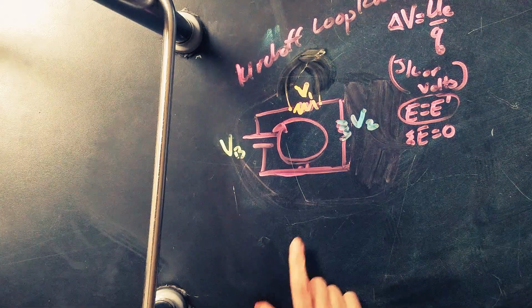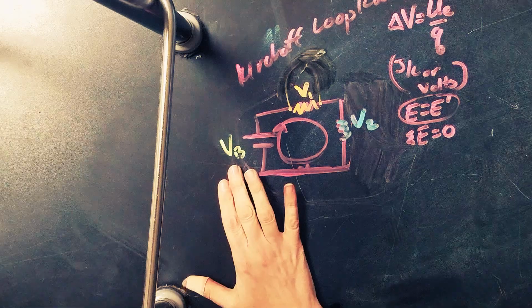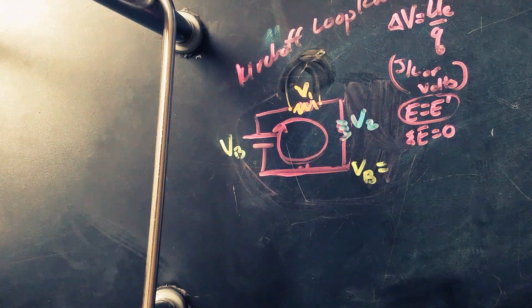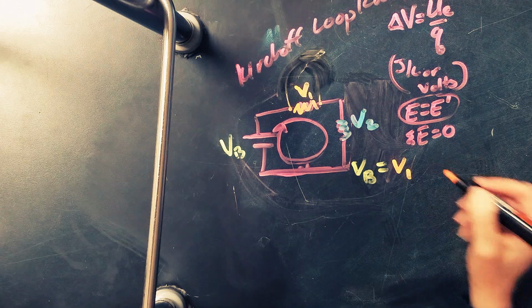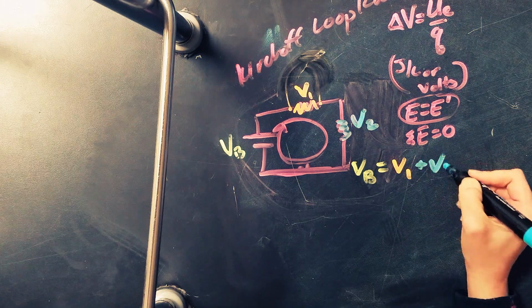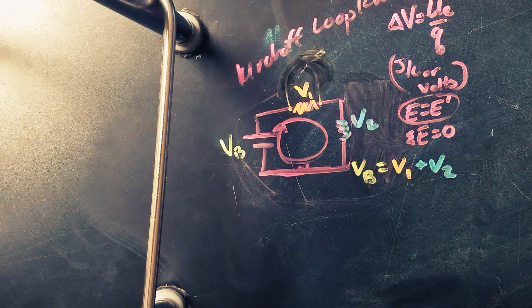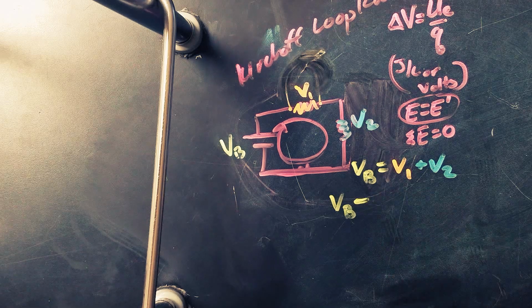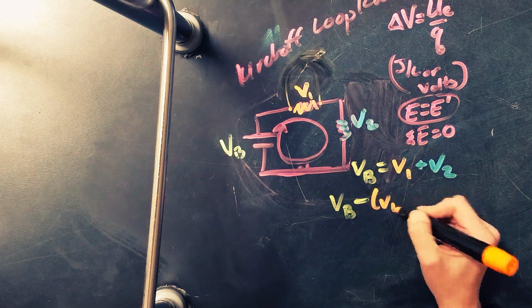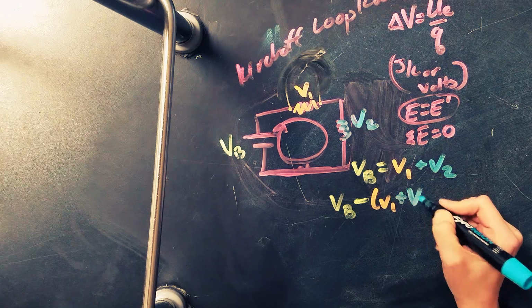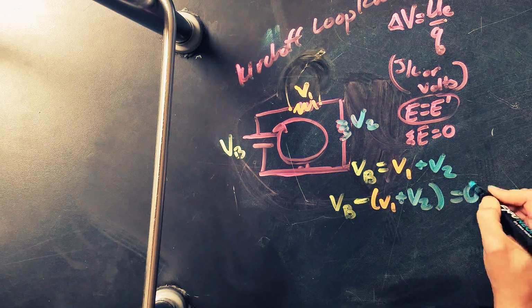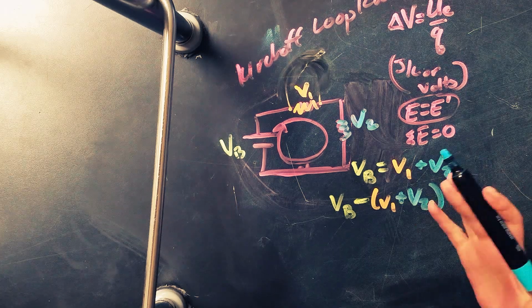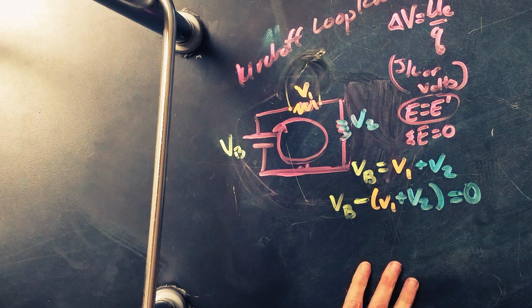So what's going to happen is that these 2 together are going to be equal to the voltage of your battery. So you could write it as VB equals V1 plus V2. Now this one you might see written sometimes another way as VB minus V1 plus V2 equals 0. Sometimes it's a little bit easier to think about that way, especially if you have something like negative, like say your battery. But this is Kirchhoff's loop rule.